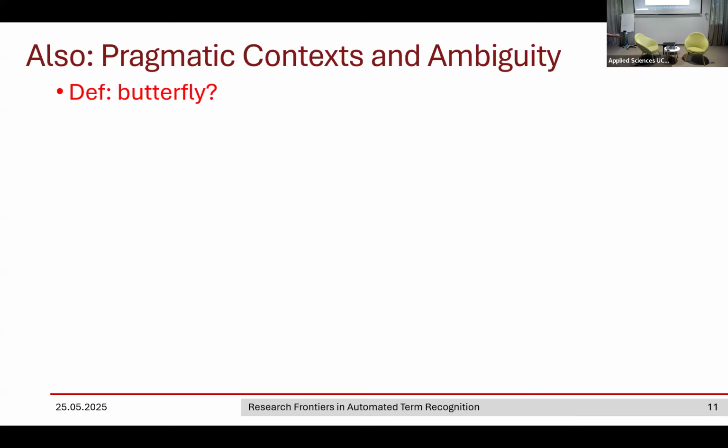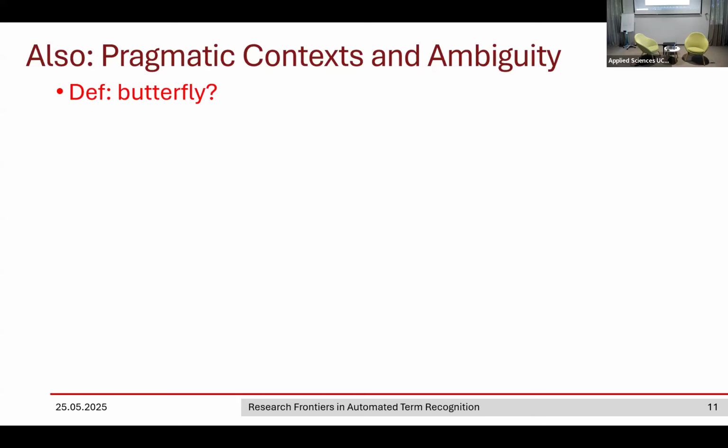Okay, thank you. Let us look at the expression butterfly in terms of its adherence to different pragmatic contexts and the ambiguity of this expression considered as a candidate for a term. Could you please define butterfly? An insect, yeah. Any more opinions? Dissenting?